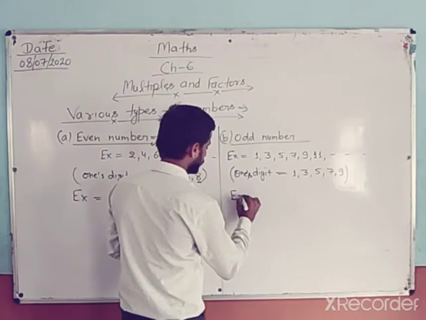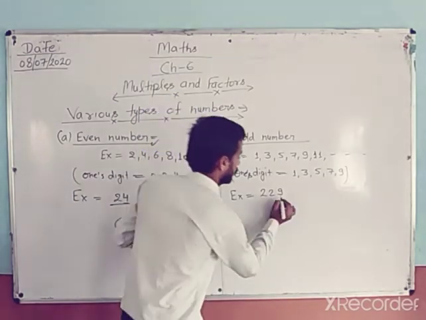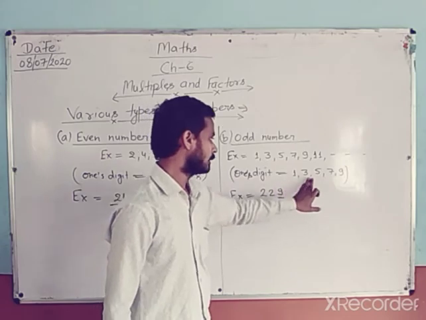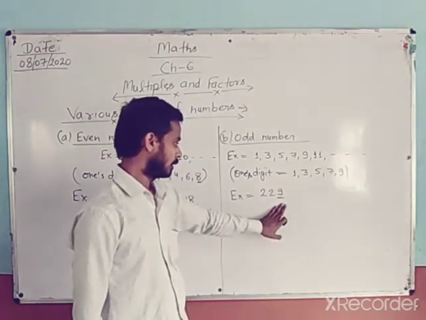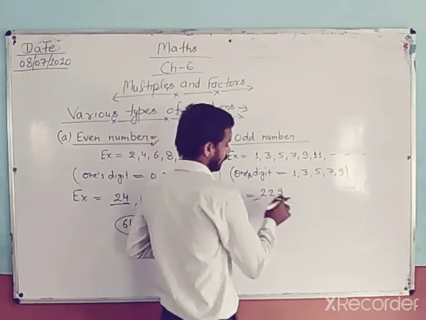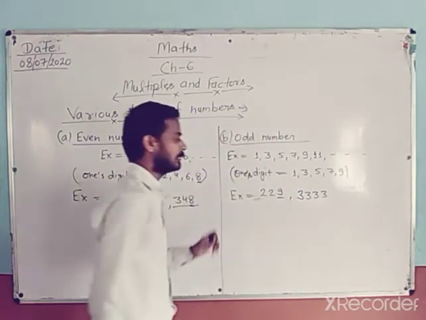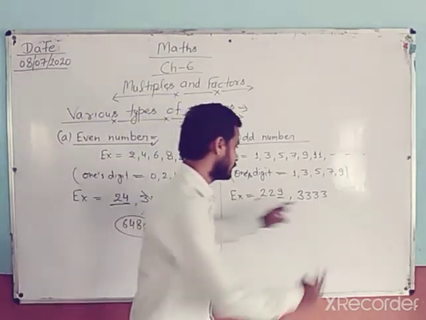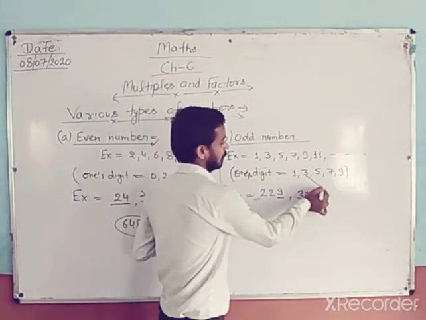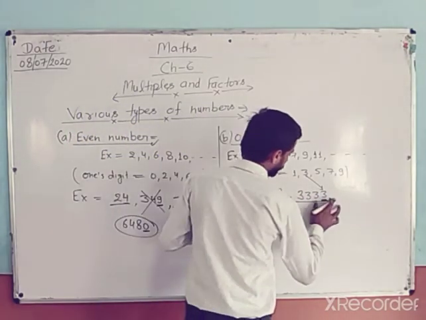See the example for it. 229. See the ones digit is 9. Okay? And I told you now, if the ones digit are 1, 3, 5, 7, 9, then this whole number is called odd numbers. Clear? So 229 is odd number. Now take another example. 3,333. See the ones digit again as 3, and that is why the number is odd number. Clear? Take one more example.